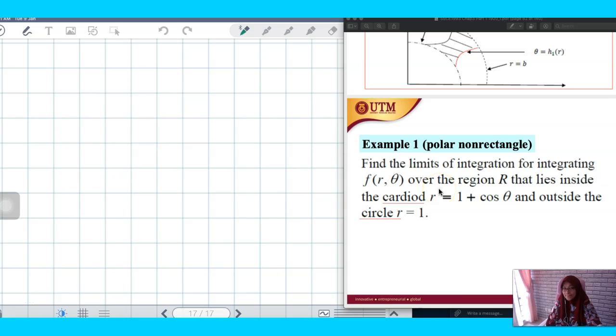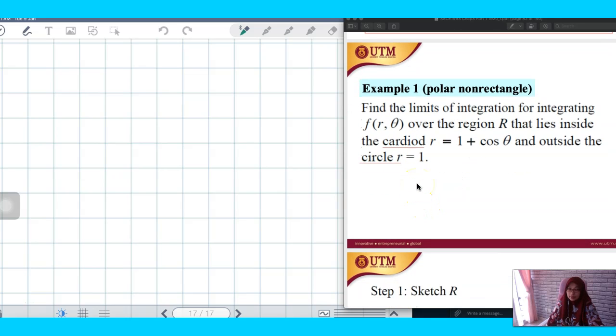Okay, so another example that we have here about the polar non-rectangle. This one is just to get the limit. So we don't want to solve this, just find the limit. Just to do an exercise on finding limits for polar. So find the limit of integration.